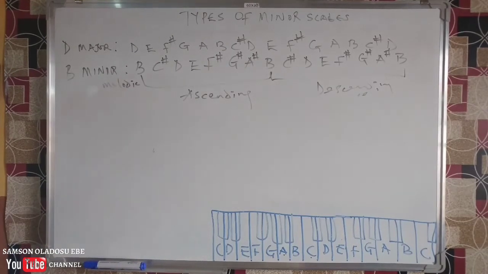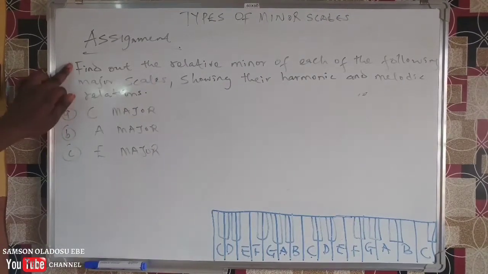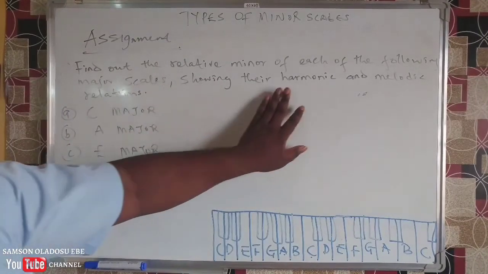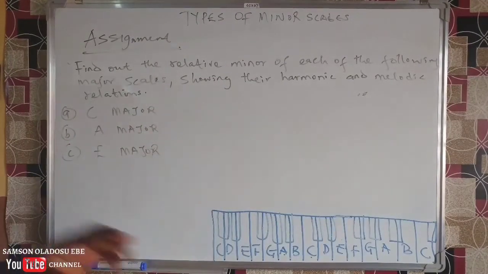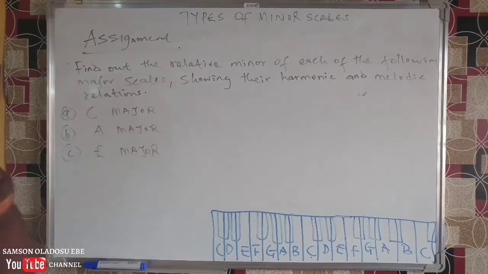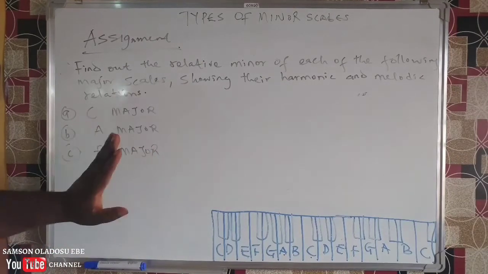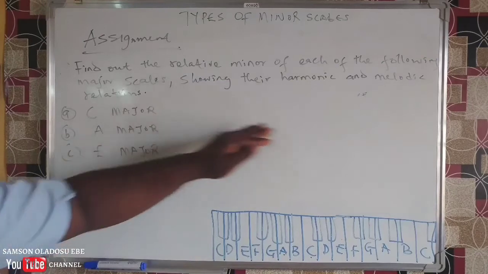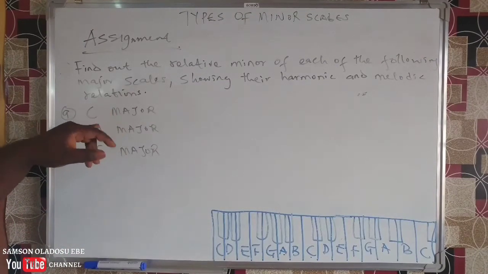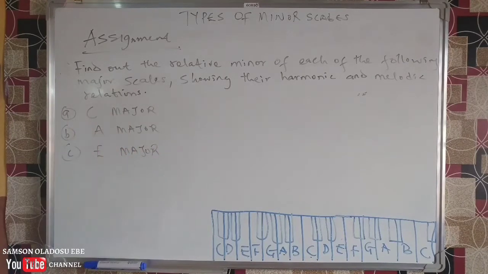Thank you. So here is an assignment for you. Find out the relative minor of each of the following major scales, showing their harmonic and melodic relations, just like we did in the class today. So the first one is C major, A major, and E major. What you're going to do is, first of all, you're going to write the scale of C major, okay? Then you write the scale of the minor relative of C major, okay? That will be your answer to question 1.